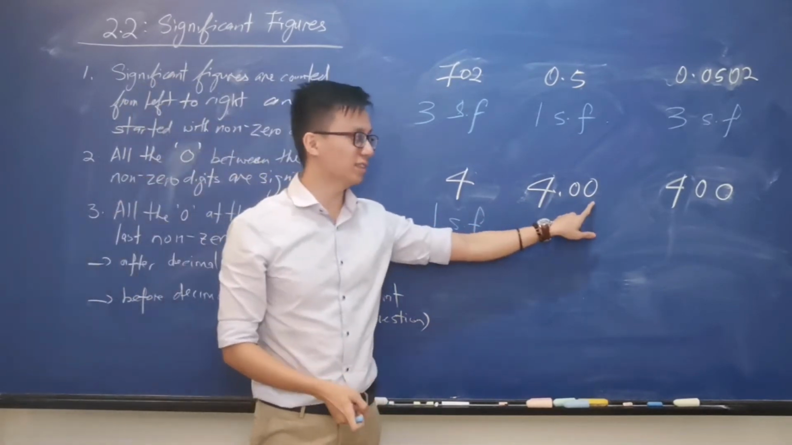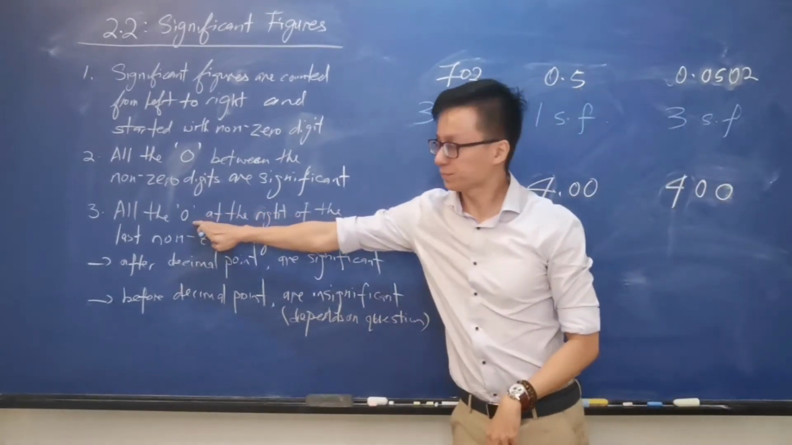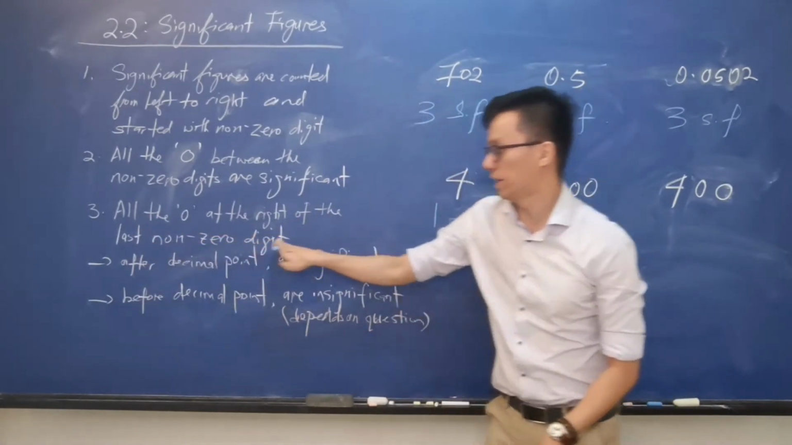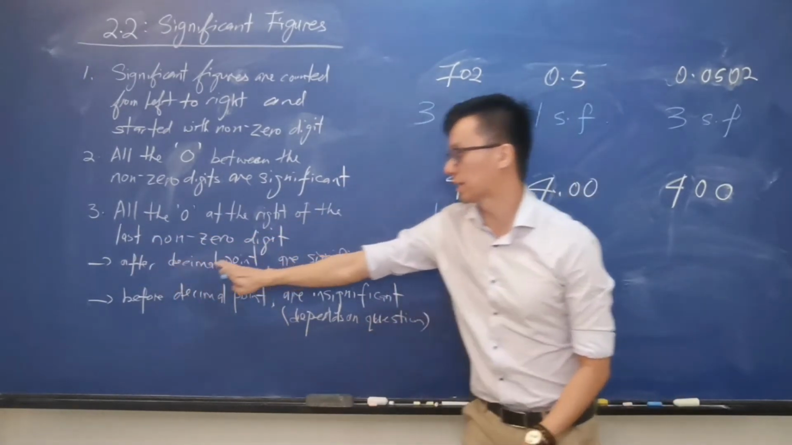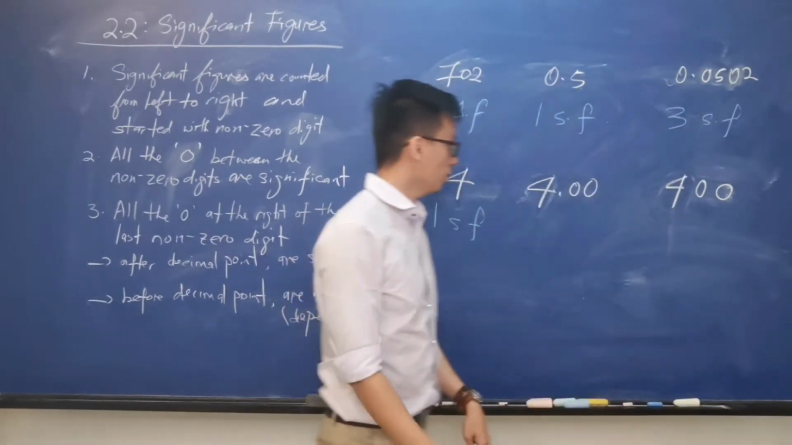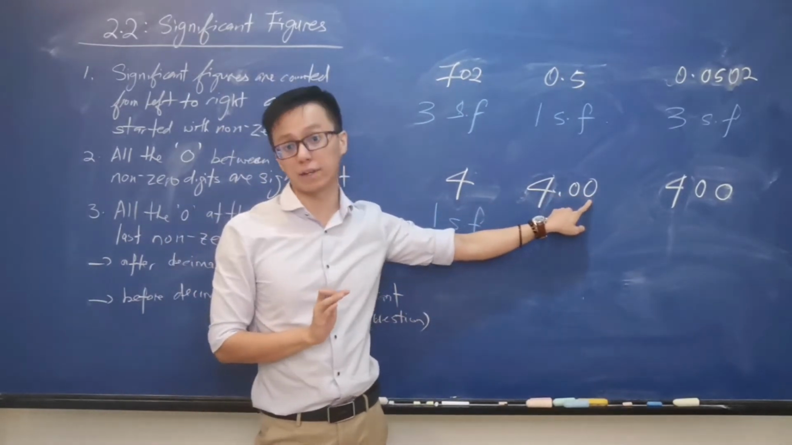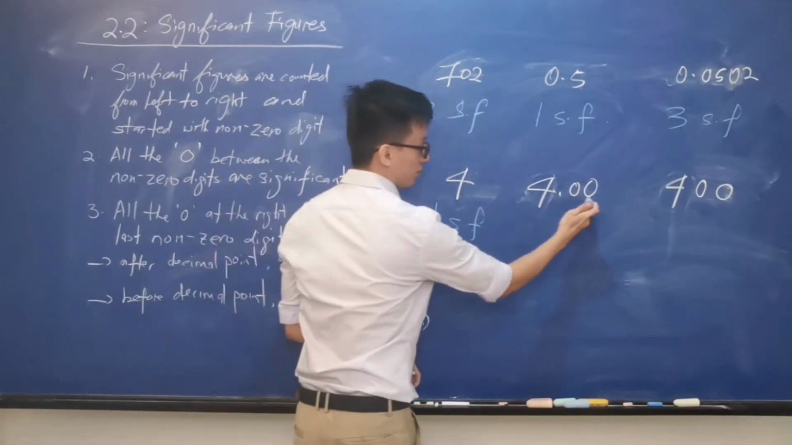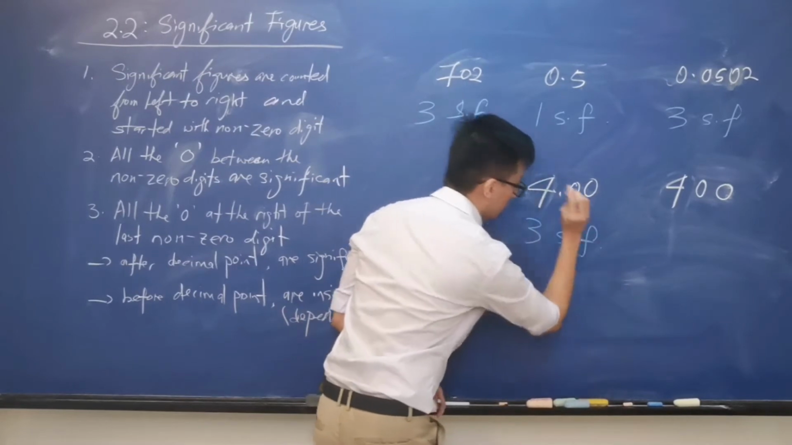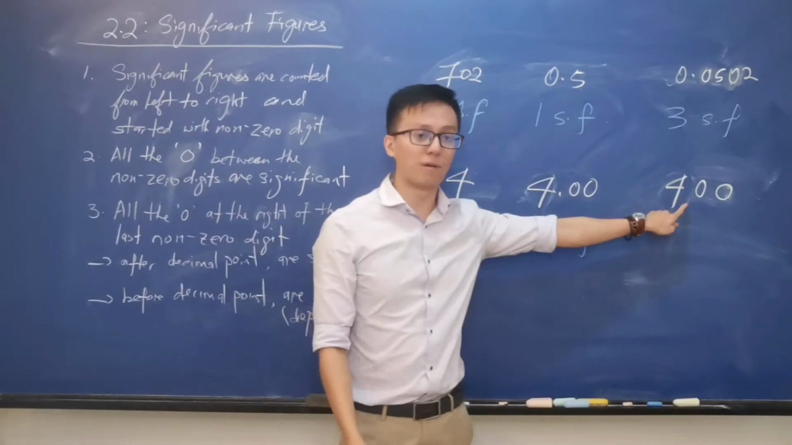How about 4.00? Let's look at characteristic 3. All the zeros at the right of the last non-zero digit, if after the decimal point, are considered significant. So these 2 zeros are significant. So 4.00 is actually 3 significant figures. So how about 400?